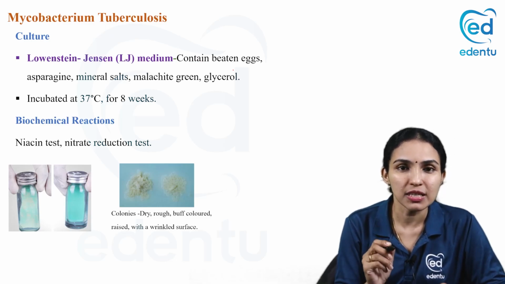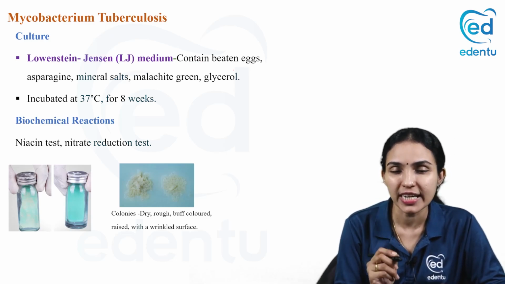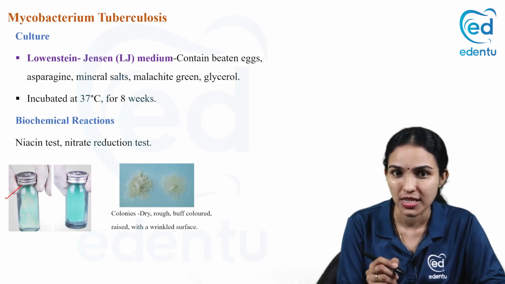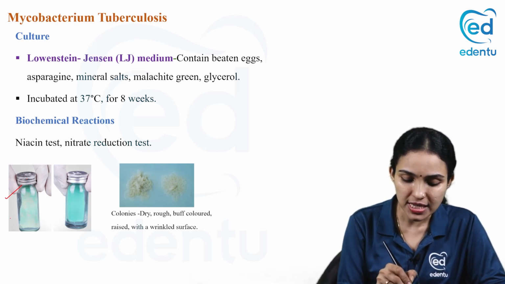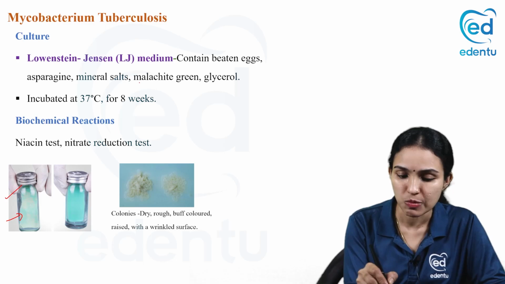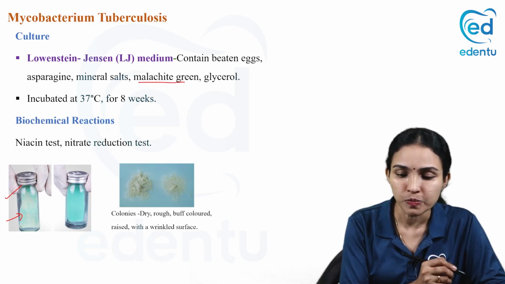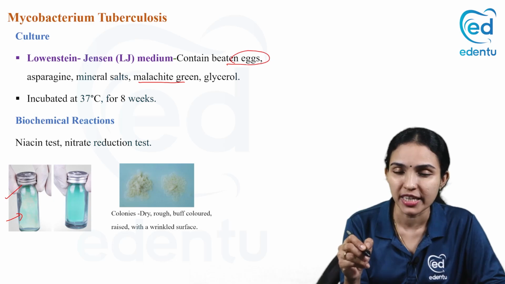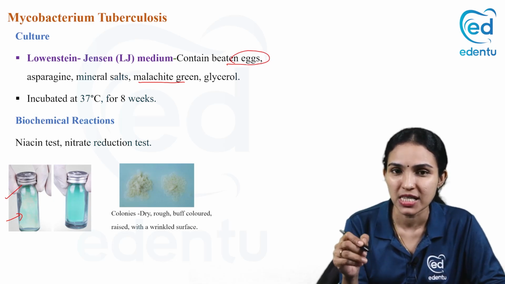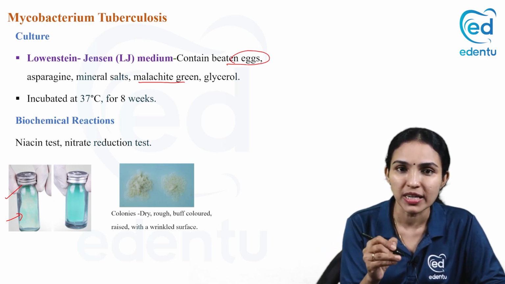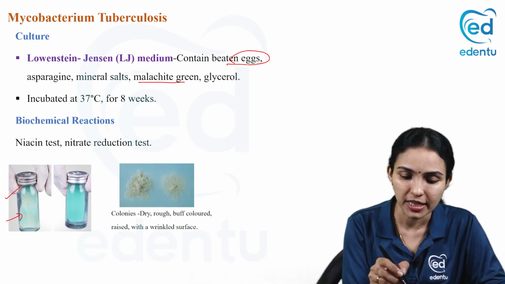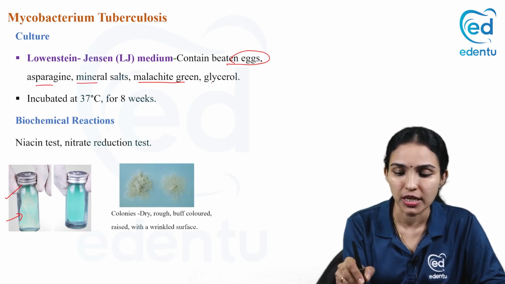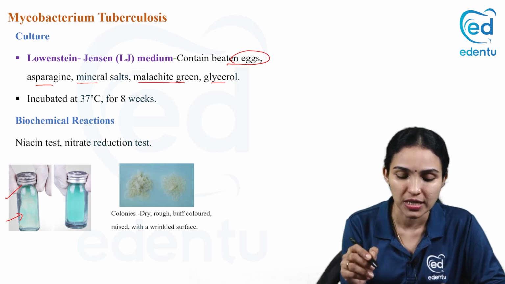Now the best, widely accepted culture medium for culturing TB is the LJ medium, called Lowenstein-Jensen medium. It is a beautiful green color because of the dye malachite green. This medium contains egg. We have learned about enriched media containing blood, serum or egg, so the egg-based medium example is LJ medium. There are additional things like asparagine, mineral salt, nutrition, and glycerol. These are the constituents of LJ medium.